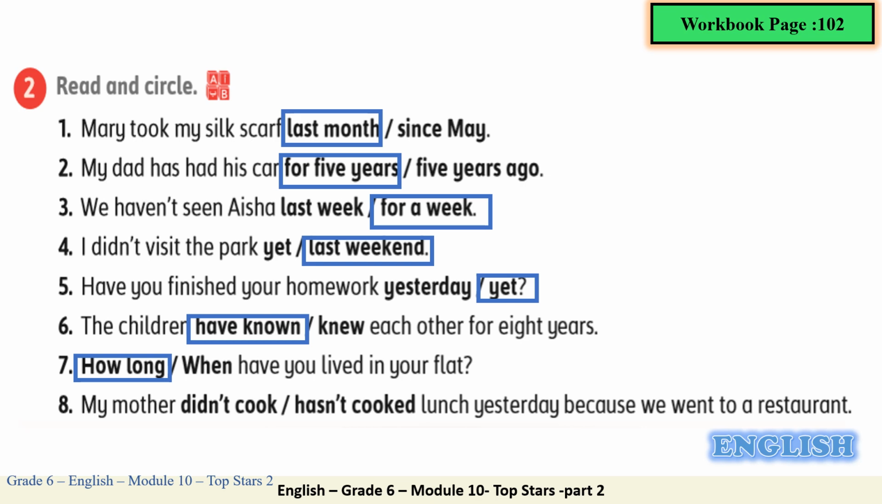Number 8, my mother didn't cook or hasn't cooked lunch yesterday because we went to a restaurant. Here we should choose the correct verb form. Didn't cook, past simple, or hasn't cooked, present perfect simple. Now we go back to the time expression to know which is the correct tense. Yesterday is the time expression, and it refers to past simple. So the correct answer, didn't cook. Very good indeed. You did a great job today.